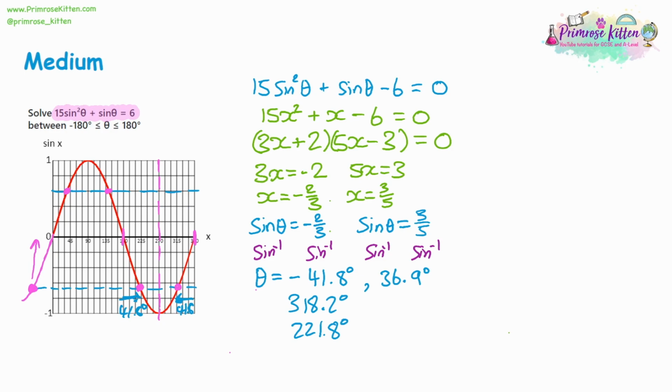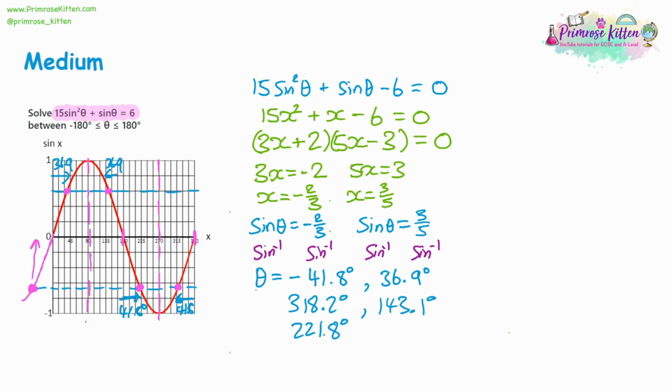Now, again, look at the symmetry of this, as symmetry through 90 degrees in between 0 and 180. So if we are 36.9 in from the left-hand side, we're going to be 36.9 in from the right-hand side. The right-hand side's at 180. So let's take away the 36.9, and that's going to give us the other answer, which is 143.1 degrees.